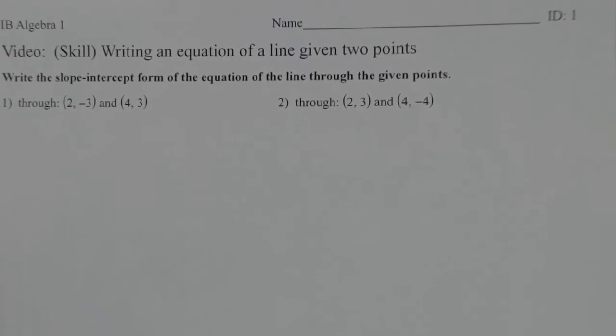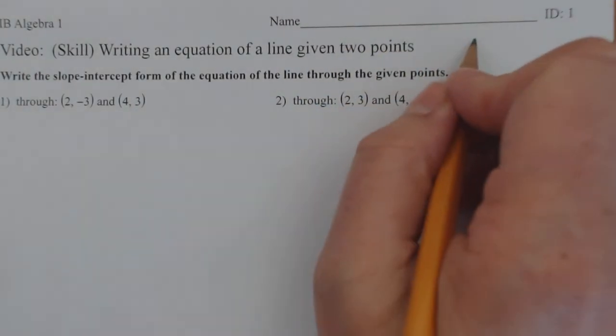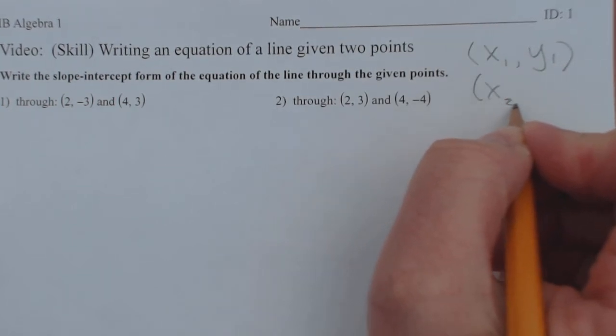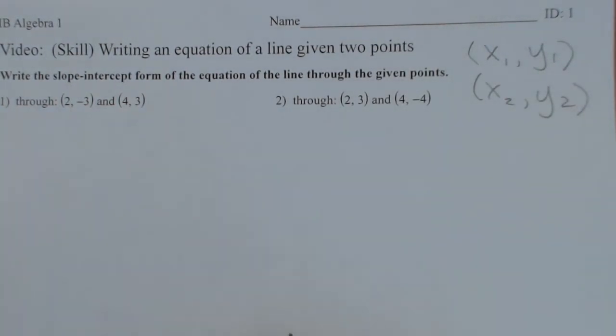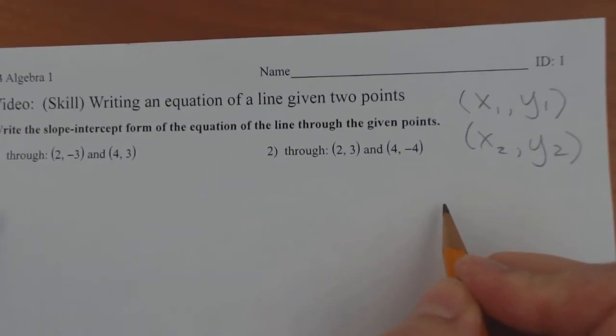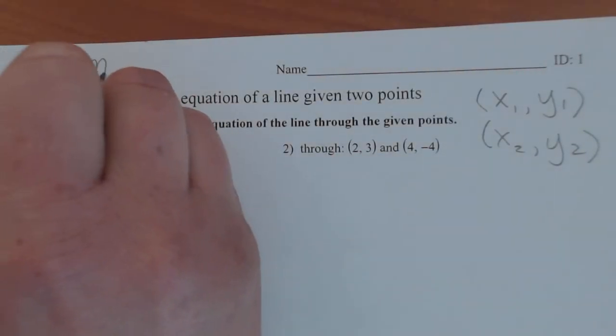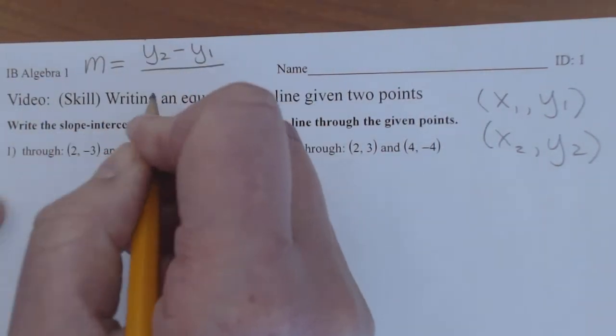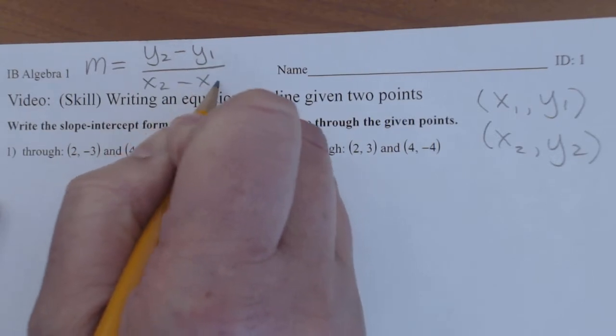Today we are going to be learning about the skill of writing an equation of a line given 2 points. On your paper, I would like you to label x1, y1, x2, y2. That's what we're going to need. We are also going to need our slope formula. So let's write it down: m equals y2 minus y1 divided by x2 minus x1.